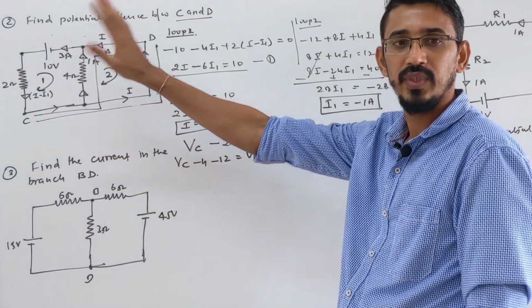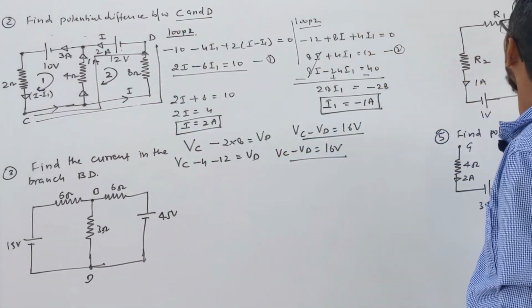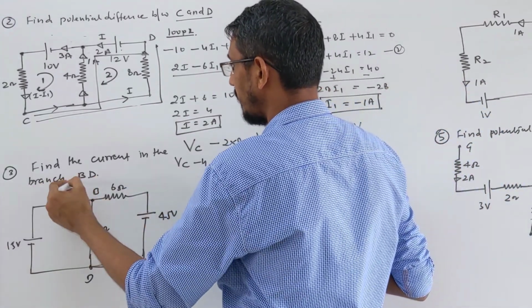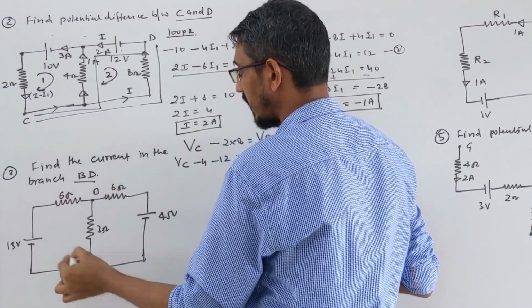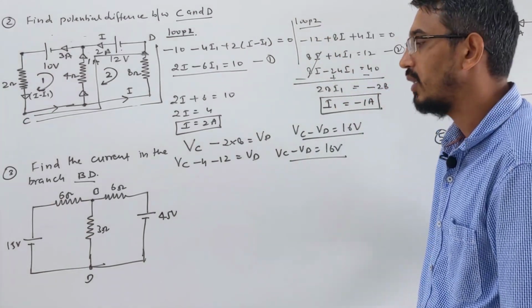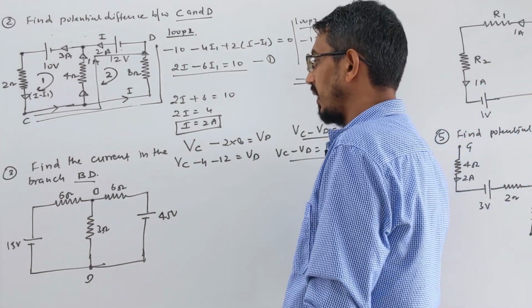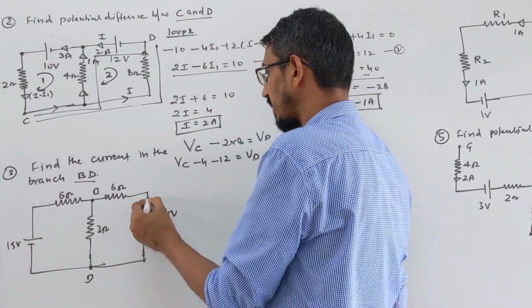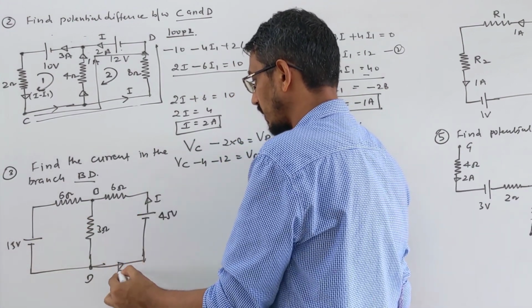Okay, this is one question. Let's see this question. Find the current in the branch BD. In this branch they are asking for the current. Let's again see, two batteries are given, 15 volt and 45 volt. Obviously this is the big battery. Let's start current I here. So what is the current flowing?